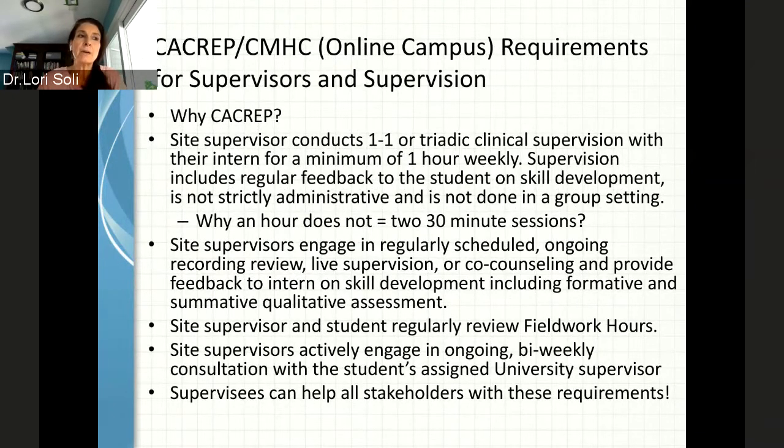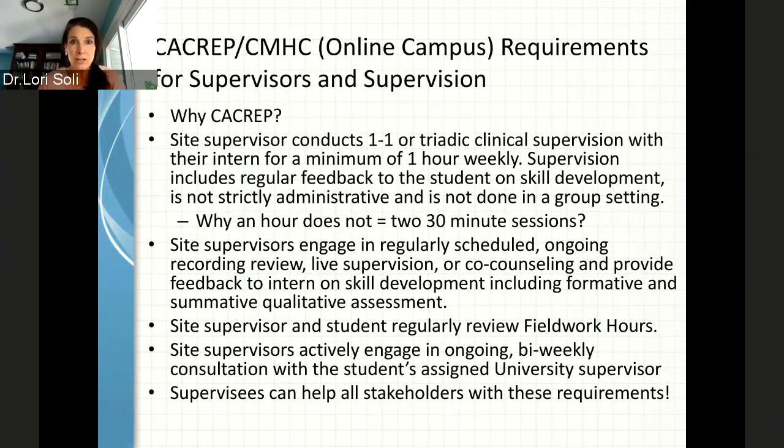CACREP is the gold standard by which counselor education programs can be accredited. CACREP accreditation is not a mandatory accreditation for counseling programs. It is something that a program has to volunteer to do, and there is an extremely rigorous process by which the program is evaluated to ascertain if they meet all of the CACREP standards and how they are doing that. The CMHC online campus went up for CACREP accreditation in the summer of 2017, and we were granted an 8-year CACREP accreditation, which is an excellent achievement, at the board meeting in January of 2018.